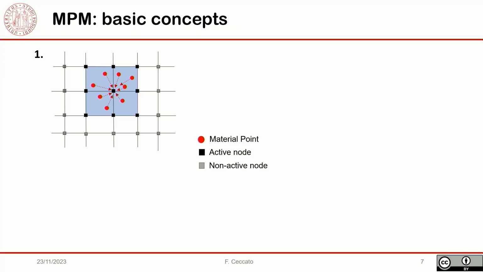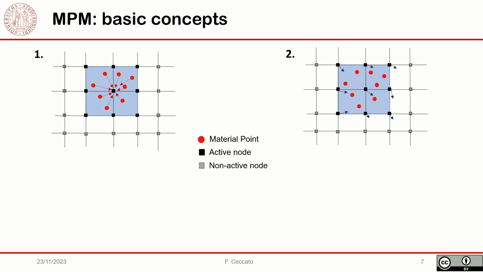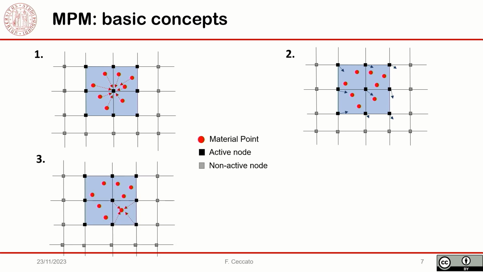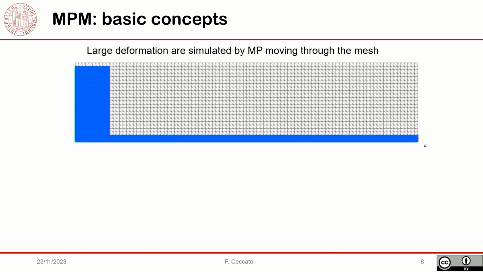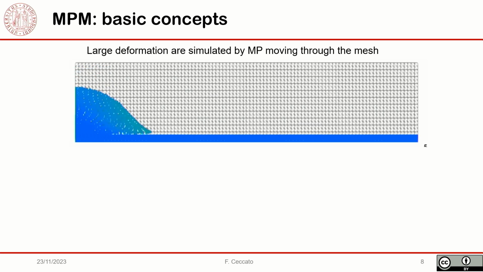So at the beginning of each time increment, the information is mapped from the material points to the nodes of the grid. And at the nodes of the grid, we solve the governing equation of motion, like in FEM, very similar. And then we use this solution to update all the quantities at the material point level: strain, stresses, state parameters, velocity, and position of the material point. So the material point will move through the mesh. So large deformations are simulated by material points moving through the mesh.